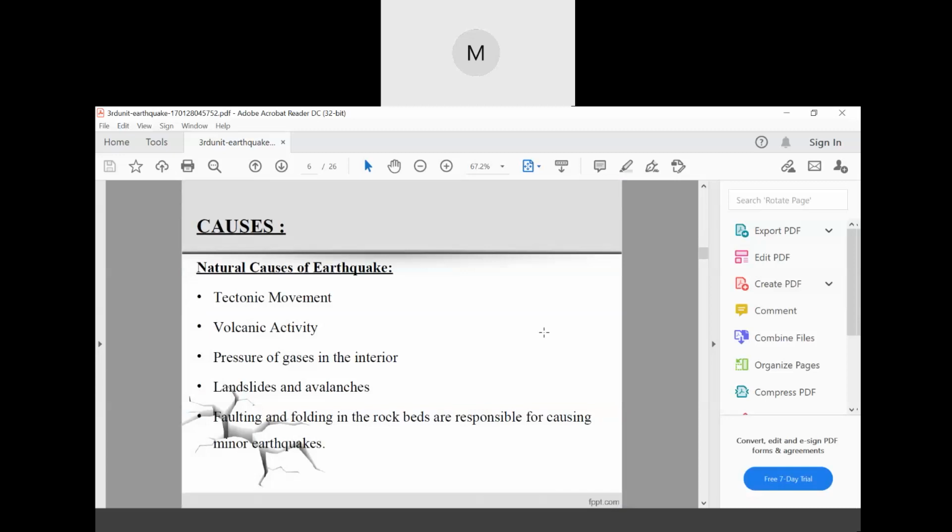Then the causes of earthquakes. These are the natural causes of earthquakes: tectonic movement, then volcanic activity, then pressure of gases in the interior, landslides, avalanches, faulting and folding of rock beds are responsible for causing minor earthquakes. Tectonic movement and volcanic activity are the major reasons why the majority of earthquakes are caused.